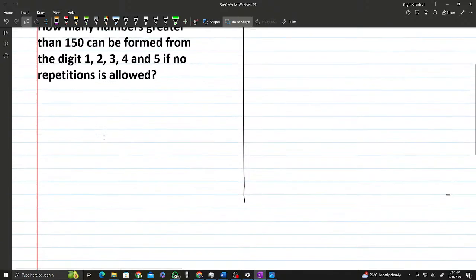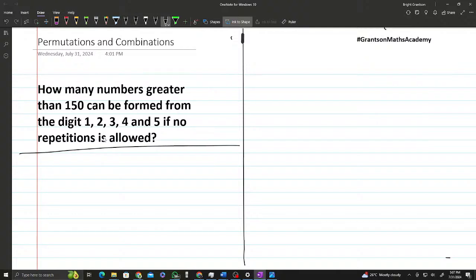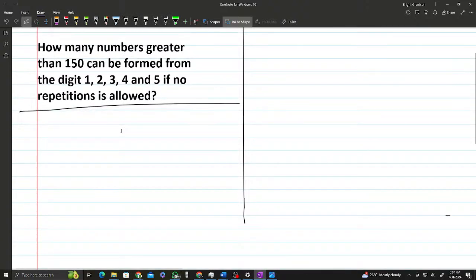Now we have a question from permutations and combinations. This question says: how many numbers greater than 150 can be formed from the digits 1, 2, 3, 4, and 5 if no repetition is allowed?